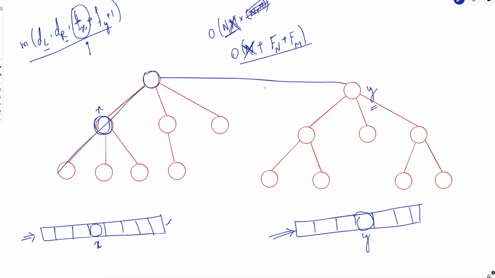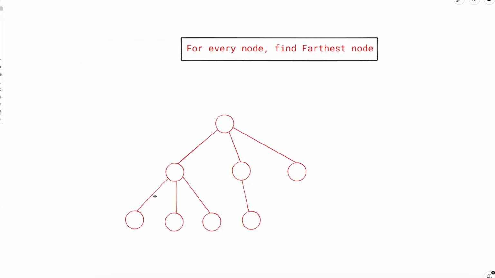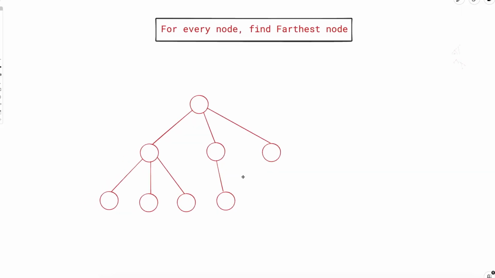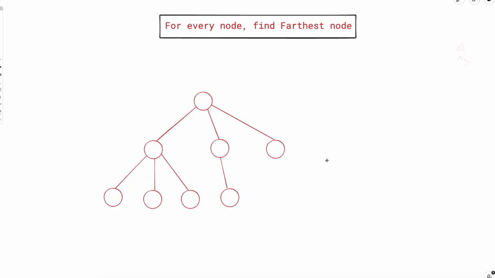So the only question that remains is how to figure out fn and fm efficiently, or rather how to figure out these two arrays efficiently. So let's tackle that. Now we need to figure out the farthest node for every node. What is the farthest node, right? This is the exact problem which can be solved using in-out dp.